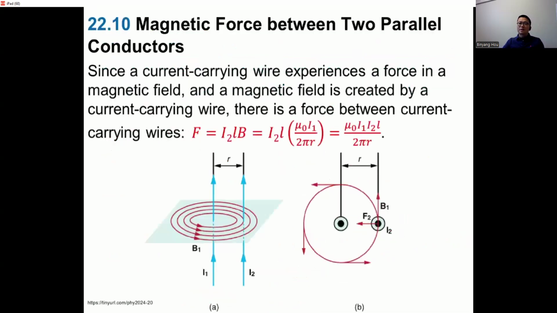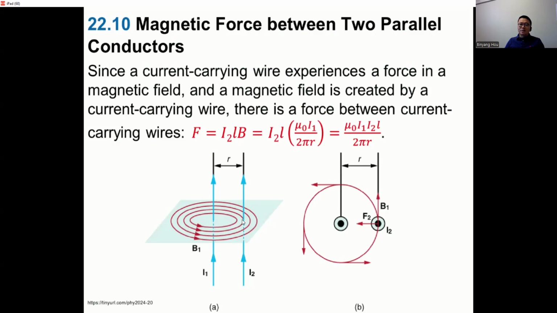So next, we're going to look at the magnetic forces between two parallel conductors. We know that if you have a wire that carries current, then it will produce a magnetic field. Now, if you have a second wire nearby carrying current, then it's in the presence of the magnetic field produced by the first wire. A current carrying wire inside a magnetic field will experience a magnetic force.